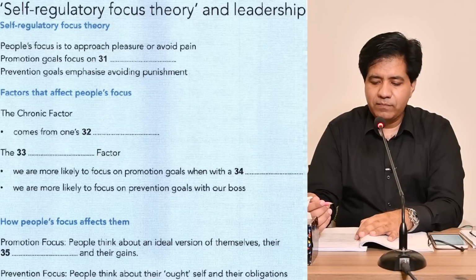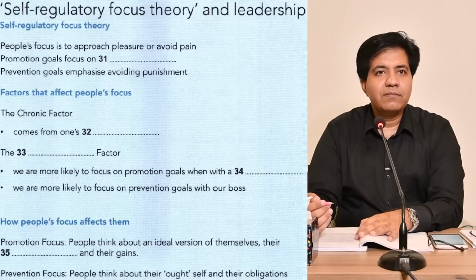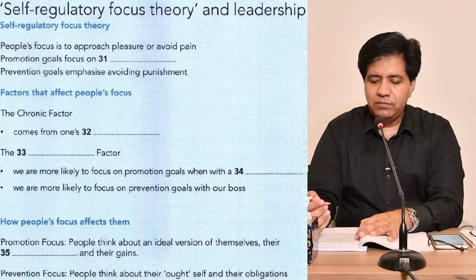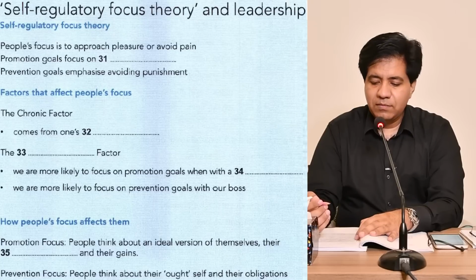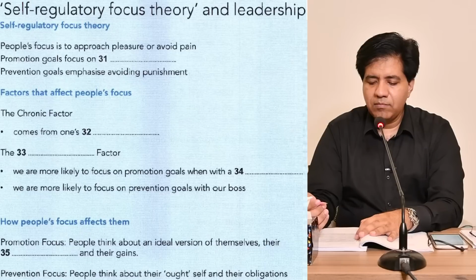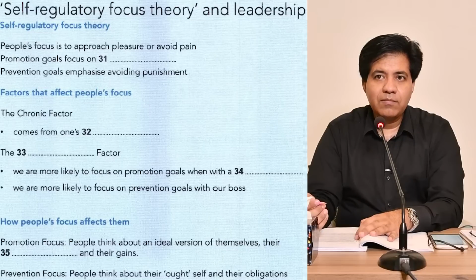Today, I want to talk about self-regulatory focus theory and how the actions of leaders can affect the way followers approach different situations. Self-regulatory focus theory is a theory developed by Torrey Higgins. He says that a person's focus at any given time is to either approach pleasure or avoid pain. These are 2 basic motivations that each and every one of us has, and they cause us to have different kinds of goals. Promotion goals in different life situations emphasize achievement.